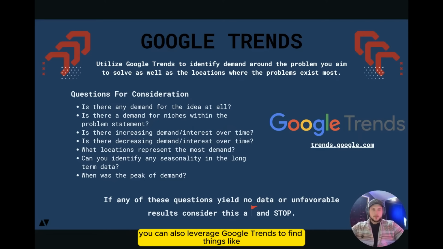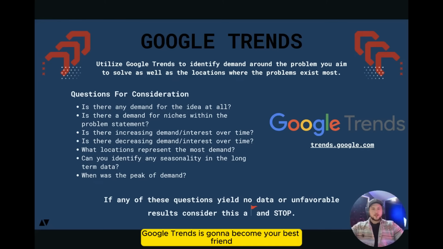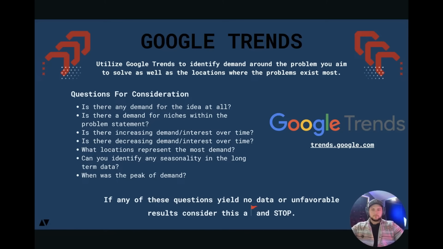around the topic. You can also leverage Google Trends to find things like articles or current public conversations that are happening around the topic that you aim to solve. Any media, any news, Google Trends is going to become your best friend.